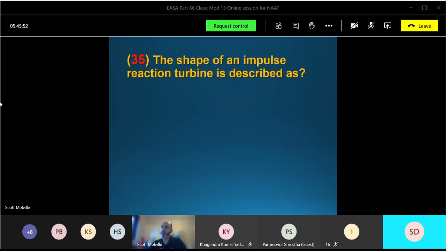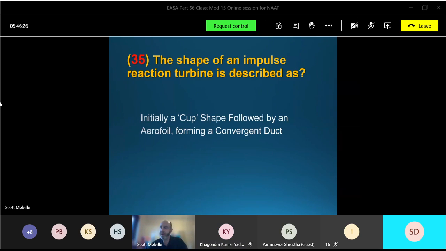The shape of an impulse reaction turbine, in your own words, is described as? So, impulse reaction turbine. Happy face, cup shape. Nope. Impulse reaction is a big Nike tick, Usain Bolt, that sort of thing. You won't see that in the answers, unfortunately. But initially a cup shape, followed by an aerofoil forming a convergent duct. Officially, yeah. Or a big Nike tick.